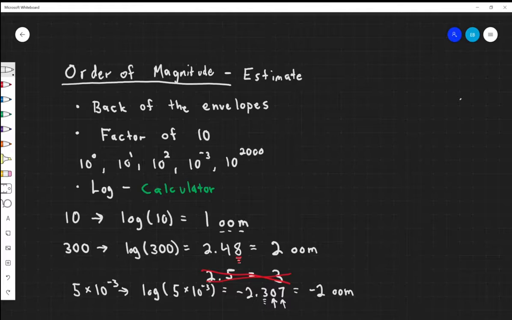Is that a valid answer? Does that make sense? Can I have a negative order of magnitude? Sure you can. No problem. You can have negative orders of magnitude.